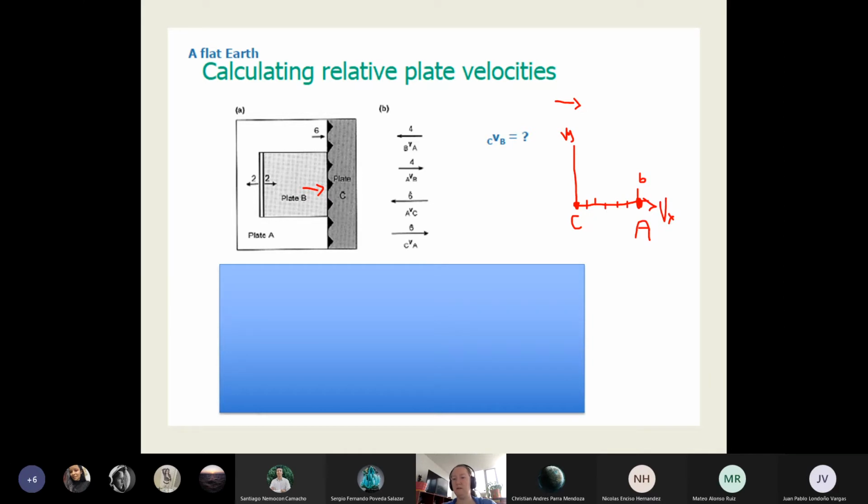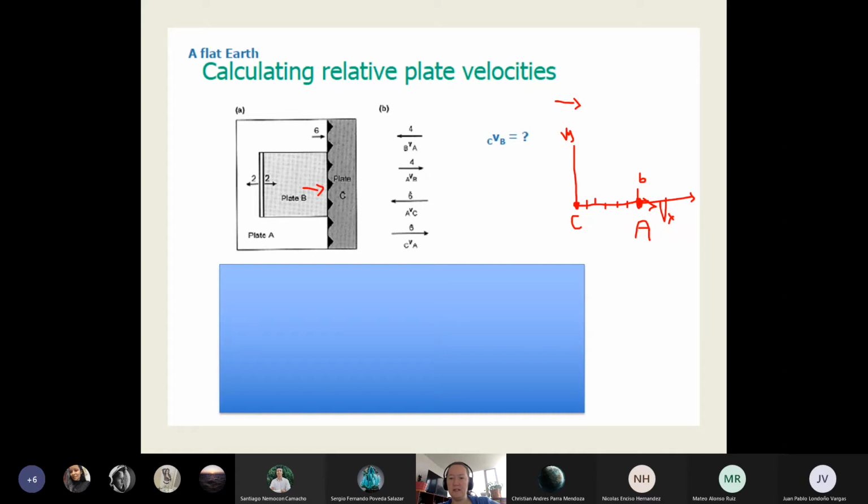Now I can look at where A is and say, okay, I have this plate B that's also moving. I don't know how it's going with respect to C, but I can compare it to plate A. Where is it going with respect to plate A? 2 units to the right. 2 units to the right? No, in fact it's 4. 4 to the right.